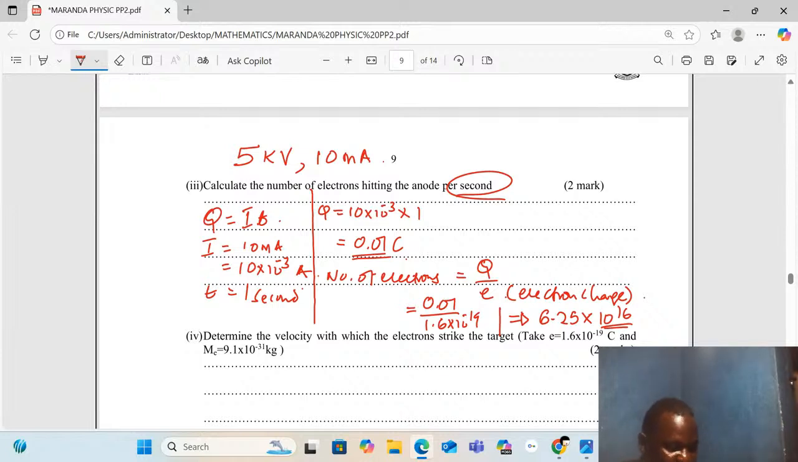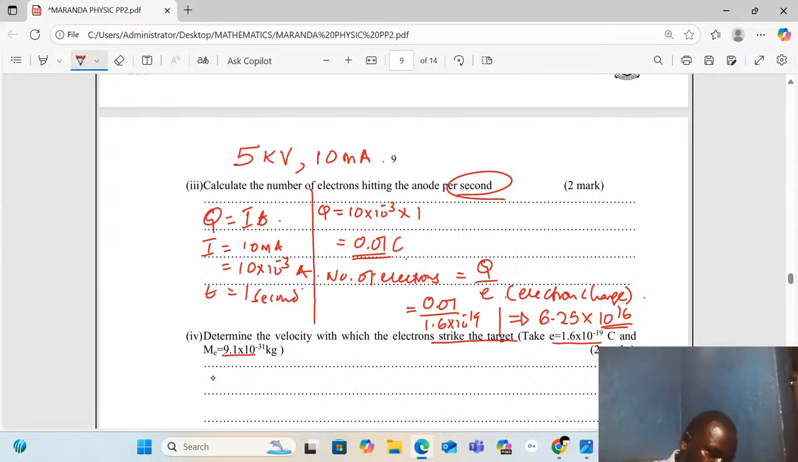Determine the velocity with which the electrons strike the target. You are told to take the electron charge to be 1.6 times 10 raised to power negative 19, and the mass of the electron to be 9.1 times 10 raised to power negative 31 kilograms. So in this case, you need to understand how we get the kinetic energy.